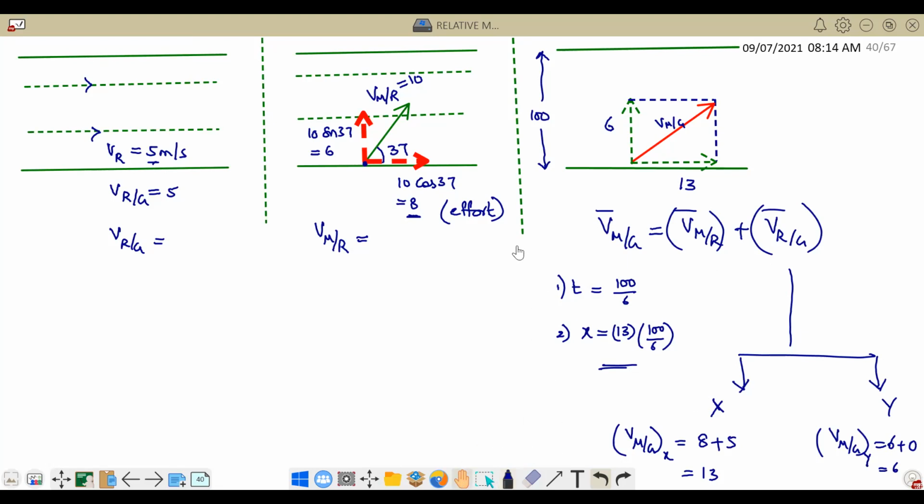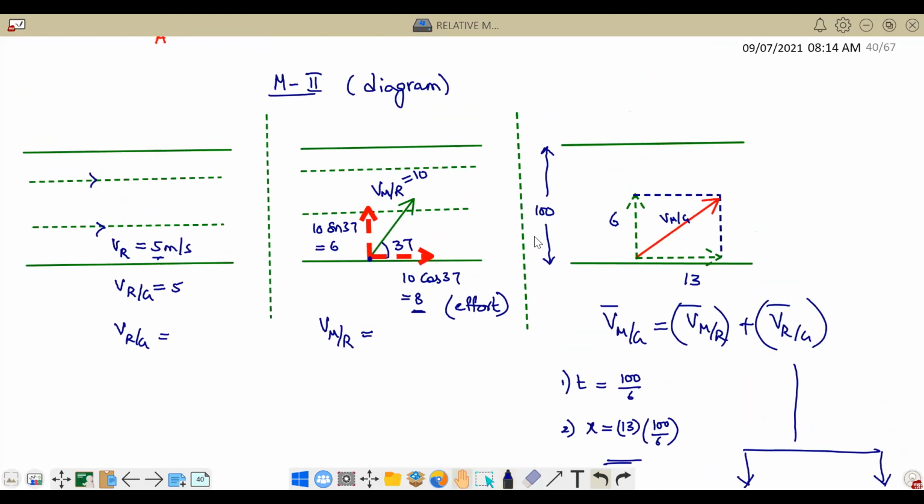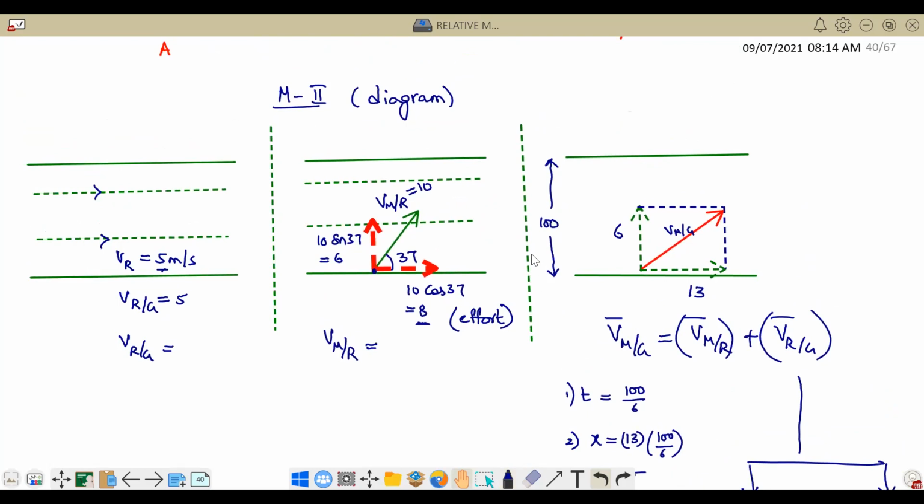Both methods are same, but this diagram method will help you to visualize and get it very effectively, very easily. Just resolve this, add this, and then calculate that.